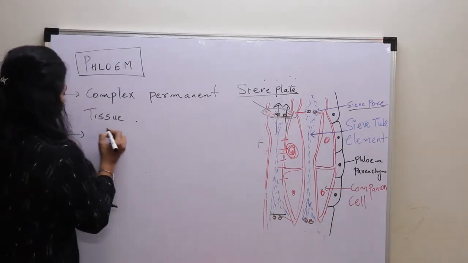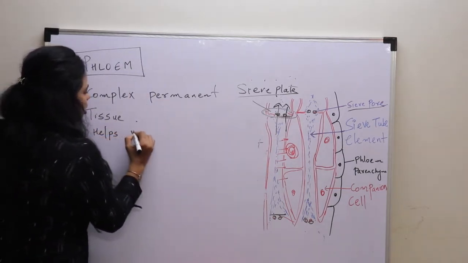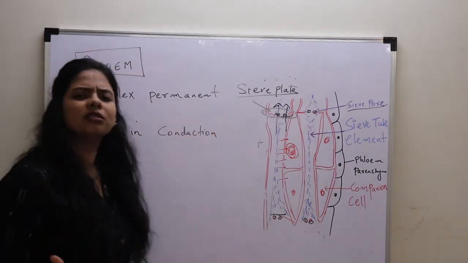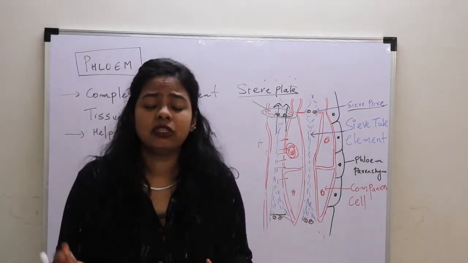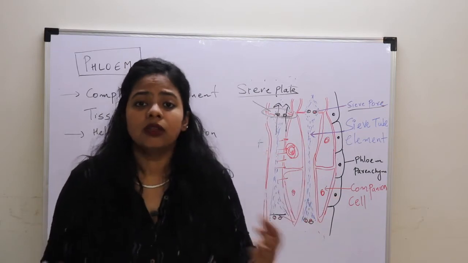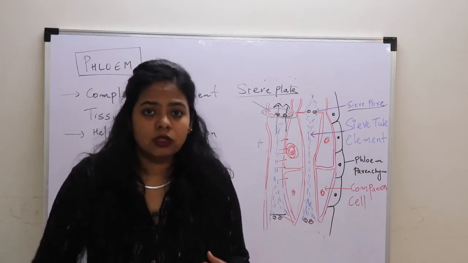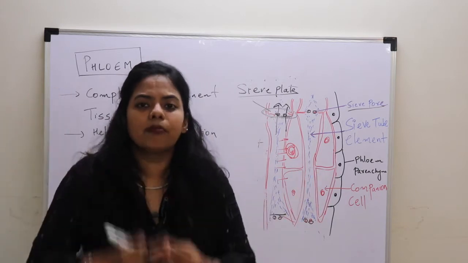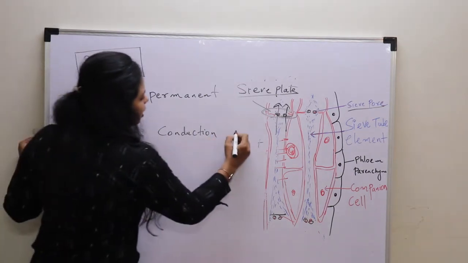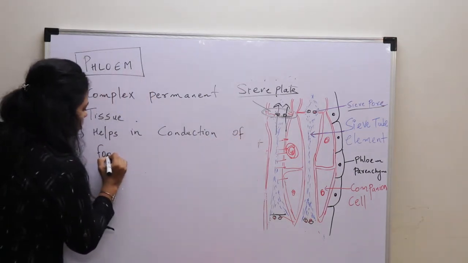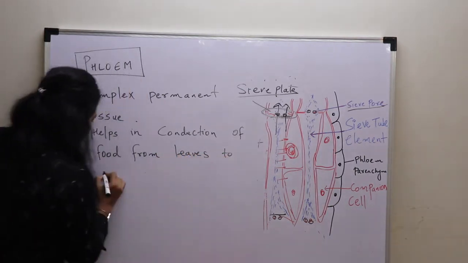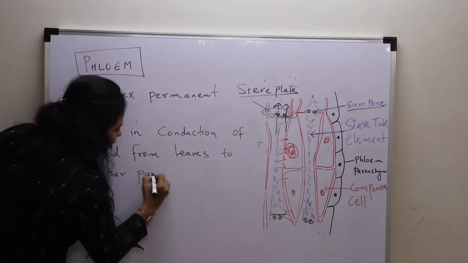So this helps in conduction of food. From where is the food produced? Basically in plants the food is produced in leaves by the process of photosynthesis. So from leaves to all the other parts of the plant the food is transported via something. So between leaf and other parts there is something which is called phloem, which conducts food. So it helps in conduction of food from leaves to other parts of the plant.